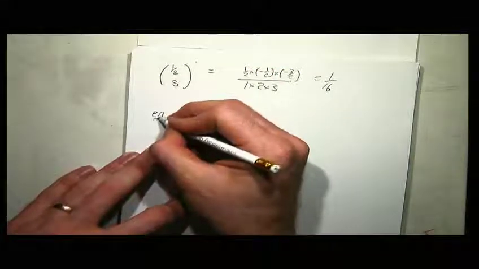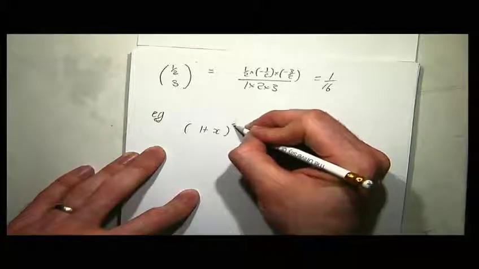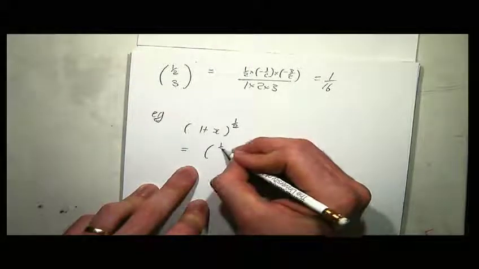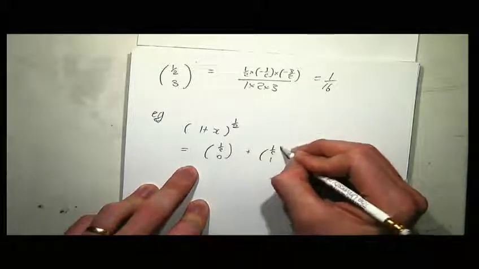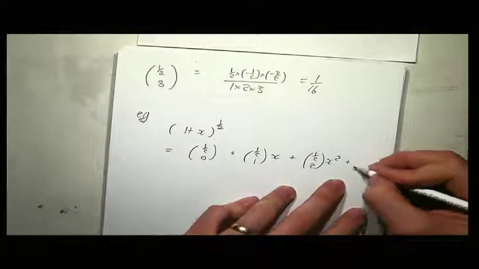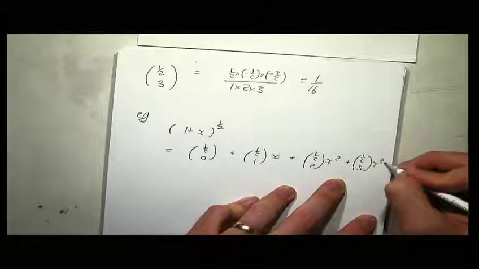Anything that looks like 1 plus x to the something, we can write down the first several terms of the Taylor series. We don't have to actually write down the infinite sum, because the infinite sum just looks like that. But we can just write down the first few terms. So 1 plus x to the half, that's root 1 plus x. So it'll be a half choose 0 plus a half choose 1 times x plus a half choose 2 times x squared plus a half choose 3 times x cubed plus and so on.